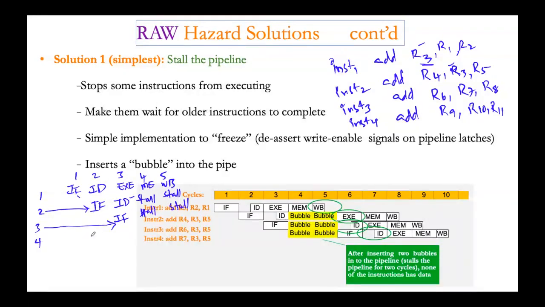So automatically for the fourth, the instruction fetching stage is busy with instruction 3, so it stops. So at cycle 6, the second instruction enters into execution. Then instruction 3 enters into instruction decoding.